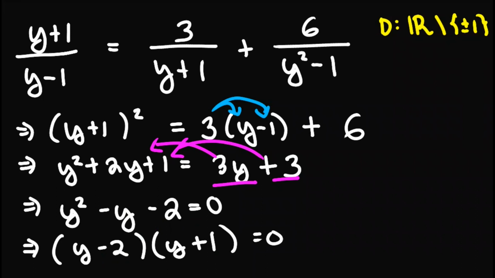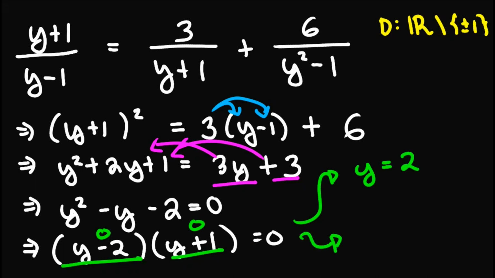Now for this equation to hold, either this one is equal to 0 or this one is equal to 0. That will give us y - 2 = 0, so y = 2, and y + 1 = 0 will give us y = -1. But going back to our domain, note that negative 1 is not included in our domain. This means that y = -1 is not part of our solution. And so our only answer is y = 2. And that is the final answer for this example.